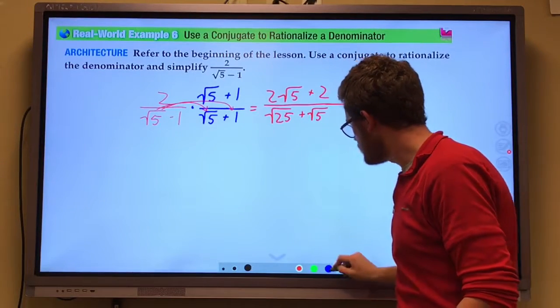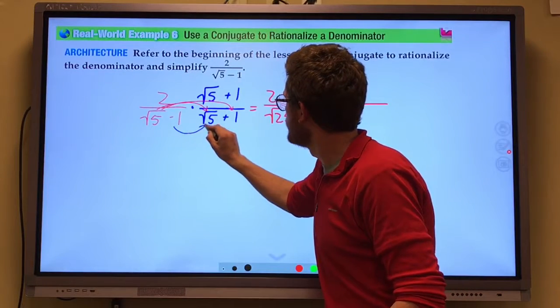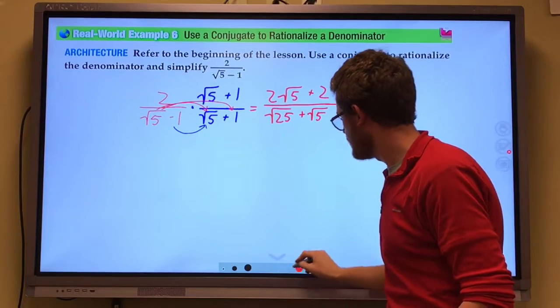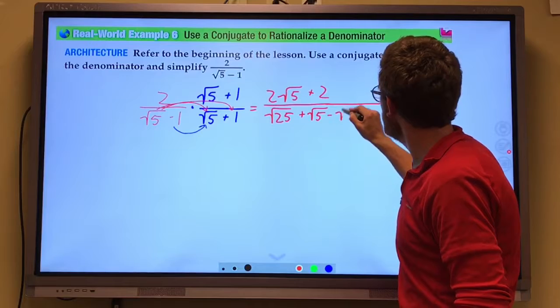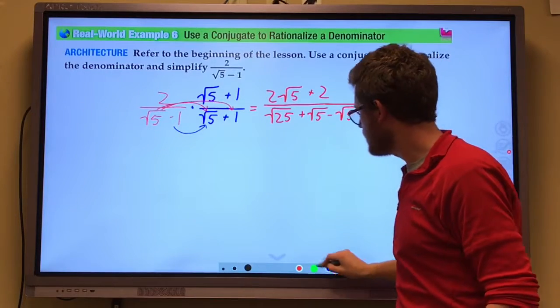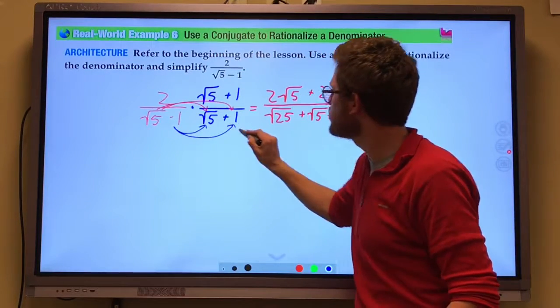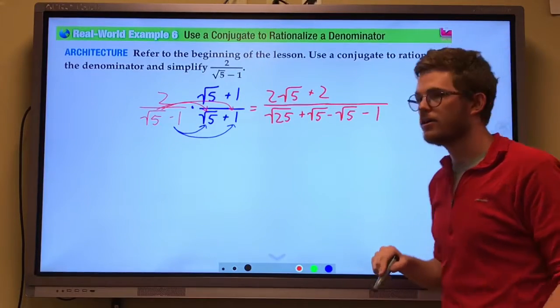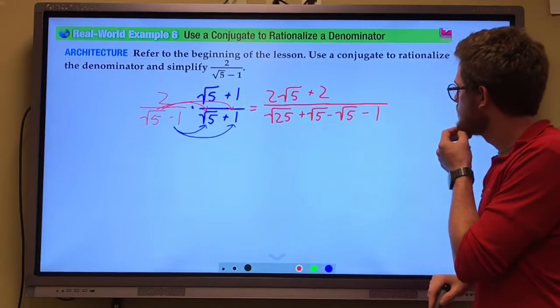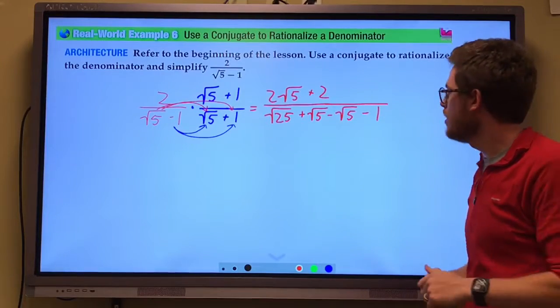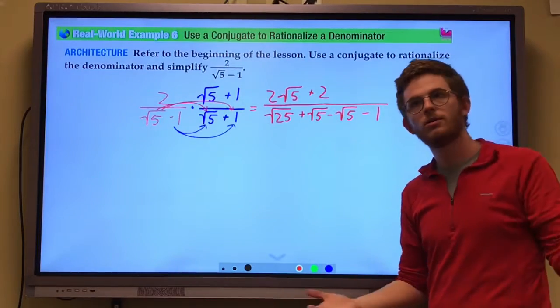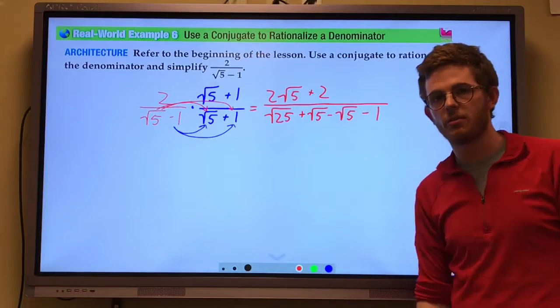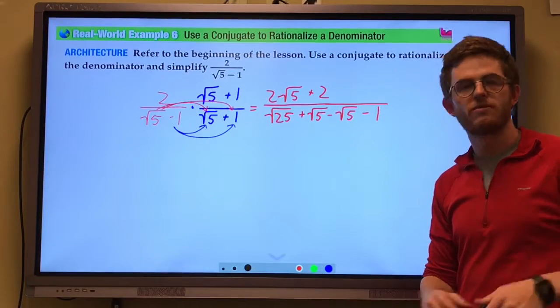And then I have to distribute the negative 1. Negative 1 times square root of 5 is going to be a negative square root of 5. And then I've got negative 1 times positive 1. And that gives me a negative 1. So I've multiplied this all the way out, and you're saying, hey, Mr. Wachtel, we still got radicals in the denominator. We just have to simplify.